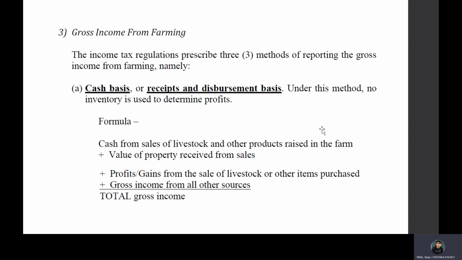So technically, yun lang yung cash from sales of livestock and other products raised in the farm. So yun yung cash receipts mo, no? Plus the value of the property received from sales. If merong ding other property na na-receive mo in exchange other than cash. Then plus the profits or gains from the sale of livestock or other items purchased. And then gross income from all other sources. If meron ka ding income from other sources, then that will be your total gross income if we are using the cash basis or the receipts and disbursement basis for gross income from farming.